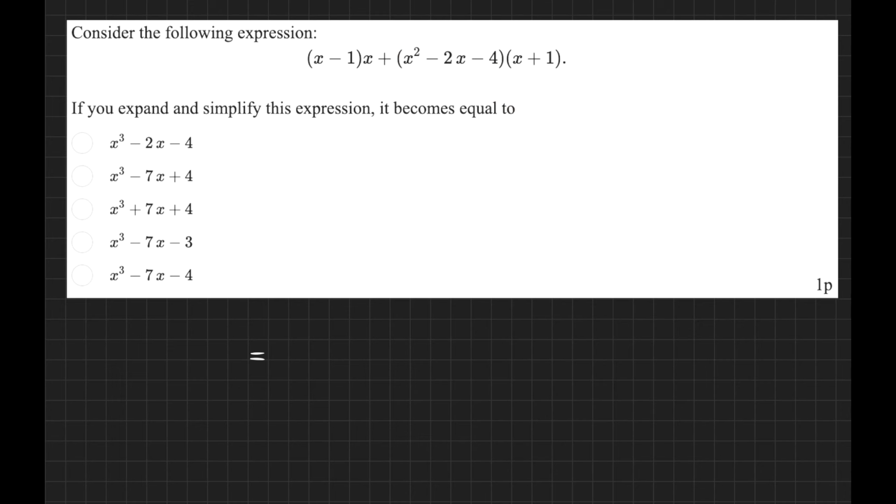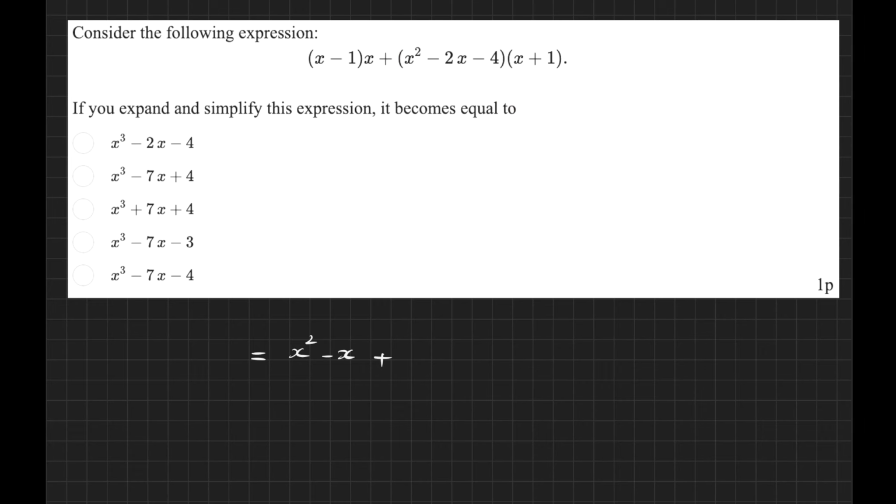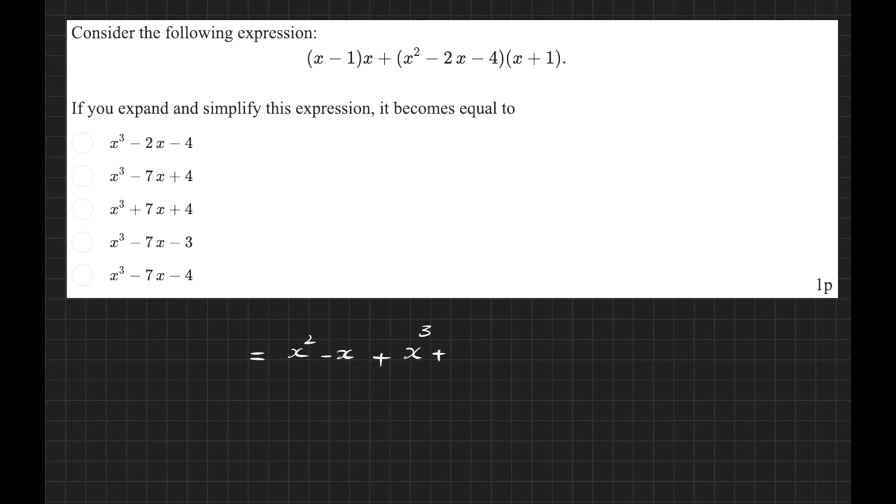So the first one, if I multiply x in, it becomes x squared minus x. The second one, I take x squared from the left pair of brackets and multiply it into all the terms on the right pair of brackets, okay? So it becomes x cubed plus x squared. I am finished now, so I switch to minus 2x and do the same thing, so it becomes minus 2x squared minus 2x. I am done now, so I switch to minus 4 and do the same thing, so it becomes minus 4x minus 4.